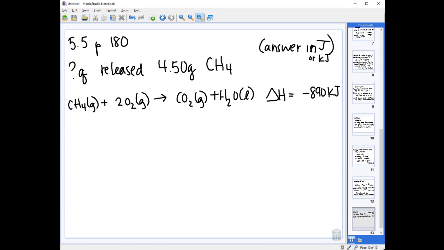Okay, so they want to know how much heat is released when we start with 4.50 grams of methane. This is the heat that is released, and it's negative, so I know it's exothermic. This is the heat released from this equation. But we want to know how much is released specifically when we have 4.50 grams of methane. So we start with what we know, and we're going to have to set up some unit conversions here.